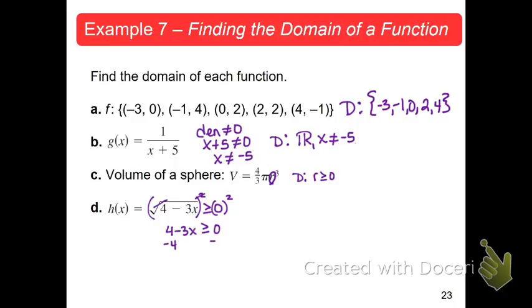Alright, so I'm going to subtract the 4. So I got -3x has to be greater than or equal to -4, divided by our -3. And we find x, remember your inequality changes, and we get 4 over 3. So my domain for this one is x has to be less than or equal to 4/3.